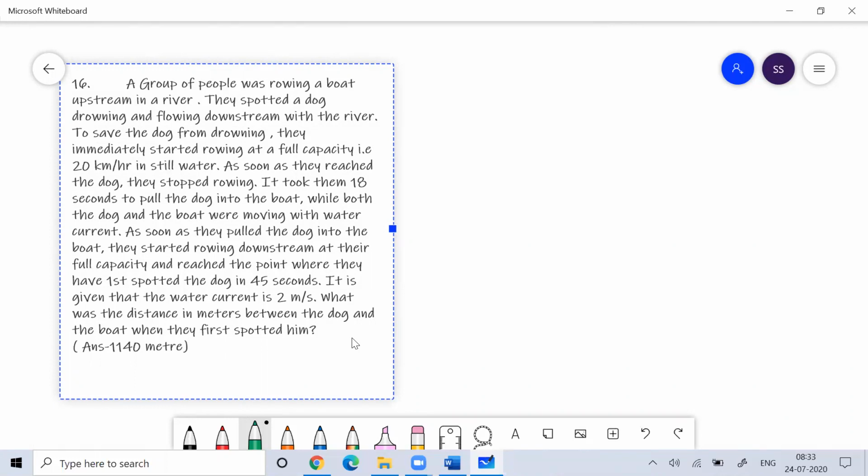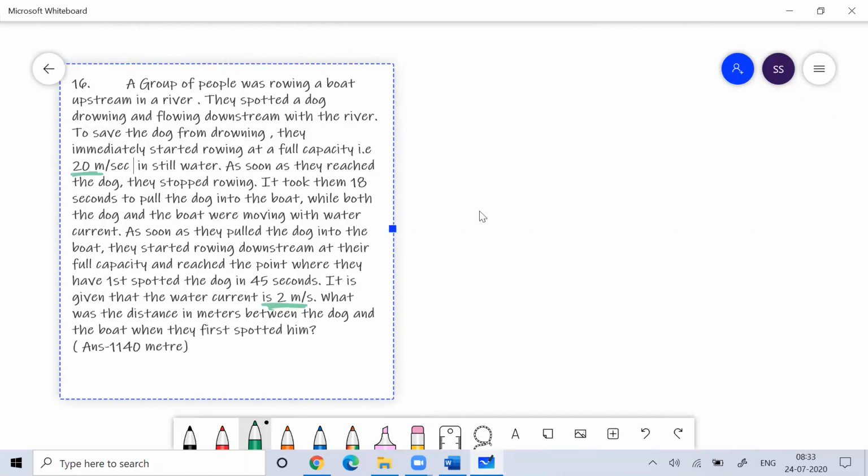So what is the distance in meters between the dog and the boat when they first spotted it? So x is given to you as 20, y is given to you as 2. Okay, so this is meter per second, sorry, mistake there. 20 meter per second. So all is in meter per second only.